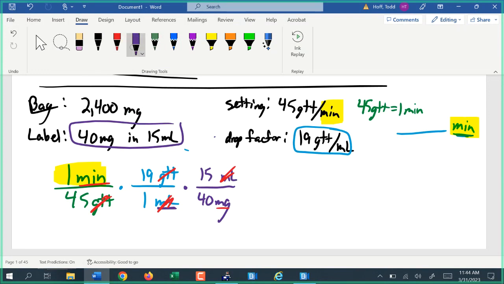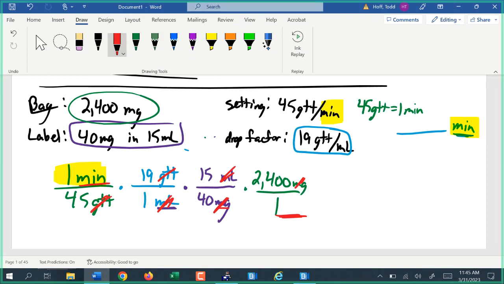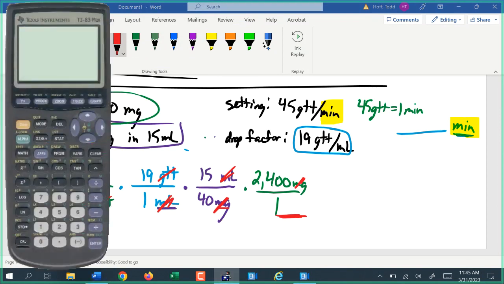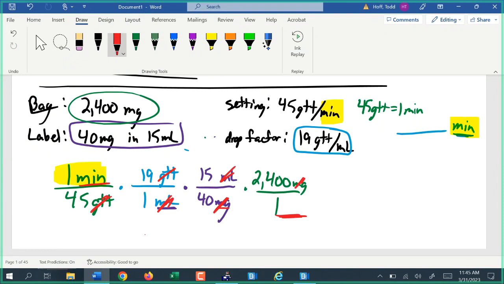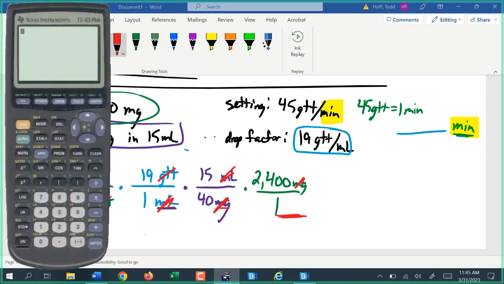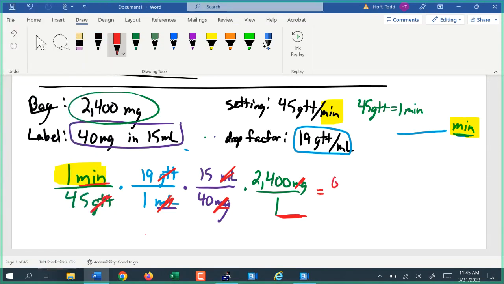And what we end up with here is the doctor's order has to come in there at some point. Remember, we wrote that before as 2,400 milligrams over 1. That's how we started our other calculations. We're going to put it in here in that same way. Now the milligrams cancel out, and we are left with no units on bottom, which is what we want. So now it's a matter of going through and multiplying this all out. On top, we have 1 minute times 19 times 15 times 2,400. You have 684,000 minutes on top.